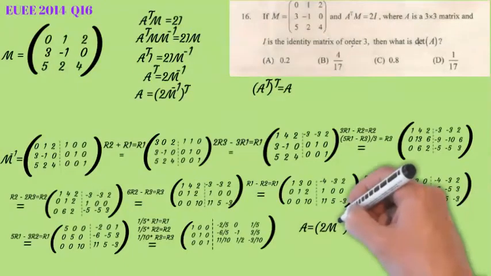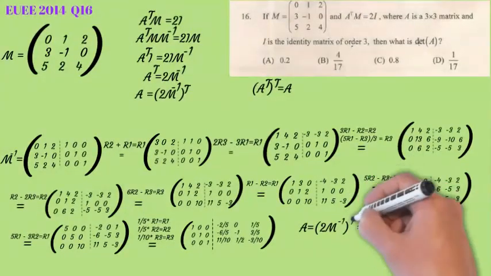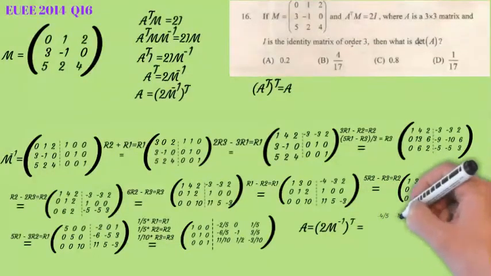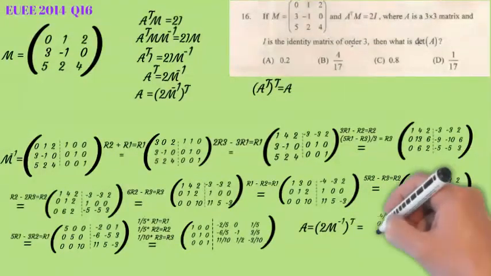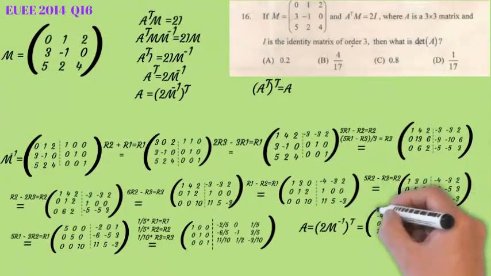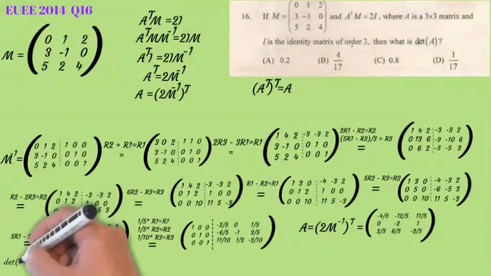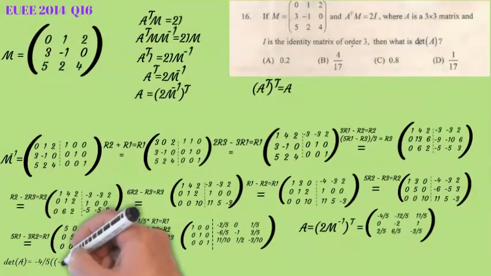Remember, we said A is equal to 2 times the inverse of M transposed. So we will transpose them and multiply it by 2. And this is our matrix A.